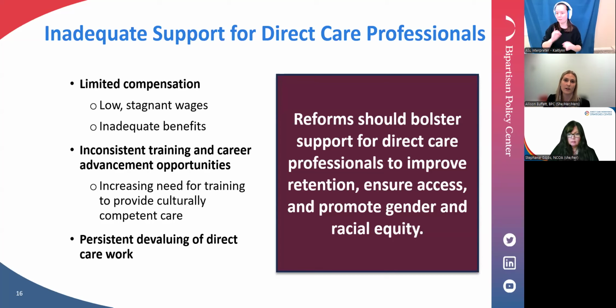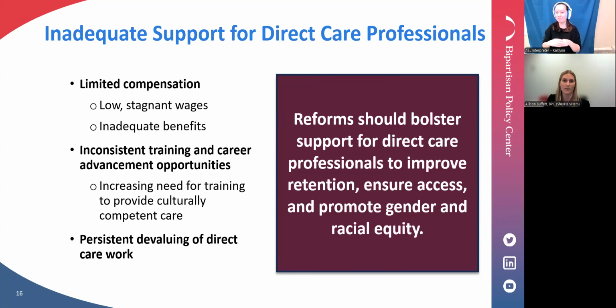Another challenge contributing to the inadequate support for direct care professionals is that there is a lack of consistent, portable training and career advancement opportunities. For example, the majority of direct care occupations do not have federal training requirements, and states' requirements vary widely. Additionally, there are few career ladders or lattices for direct care professionals. These opportunities can help workers transition to different positions within their field to advance their skills and receive increased compensation.